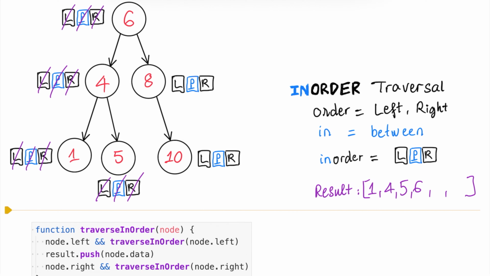Then we go right of 6. Then we see 8. We go left of 8. There's nothing. Then we process 8. We put 8 into the result array. Then we go right of 8. Then we see 10. We go left of 10. There's nothing. Then we process 10. We put 10 into the result array. Then we go right of 10, and there's nothing. So we finished. And then we have our result of 1, 4, 5, 6, 8, 10. And that's the order of node visitation with InOrder traversal.